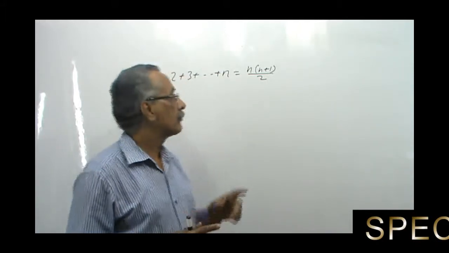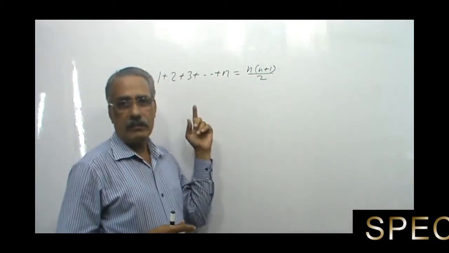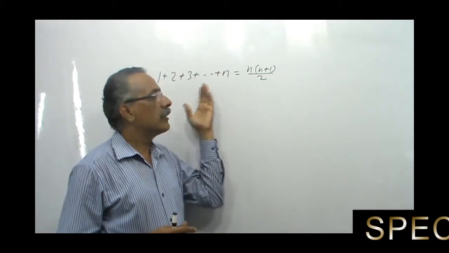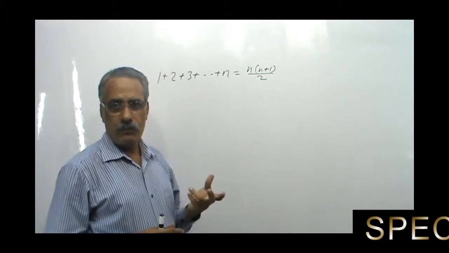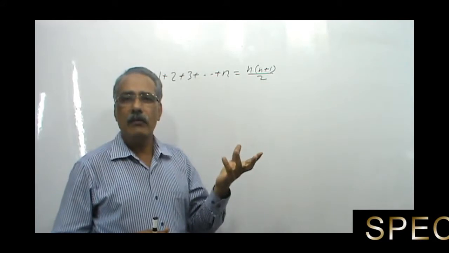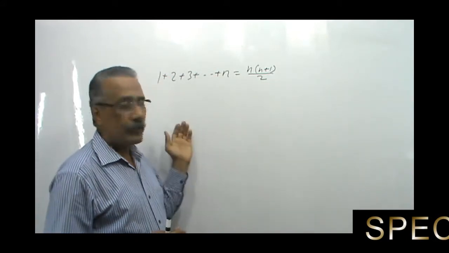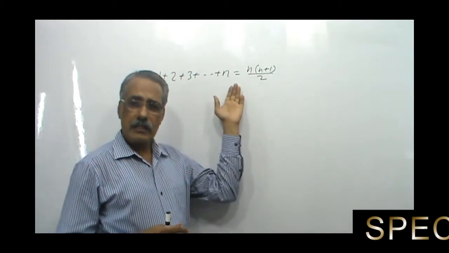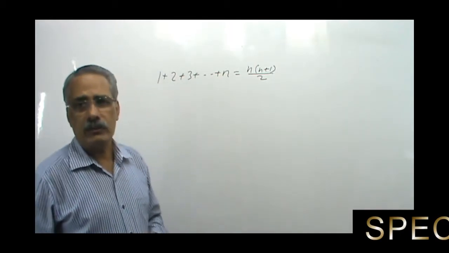One is the verification, that is putting n is equal to 1 or putting n is equal to 2 or 3, we verify that the left side is equal to right side. Two, we assume that the result is true for a particular value of n, say n is equal to k. Three, using the result for n is equal to k, we are going to prove that the result is true for n is equal to k plus 1.